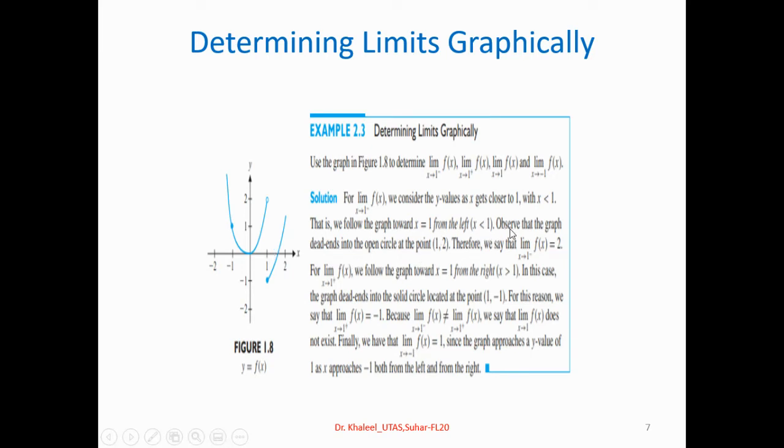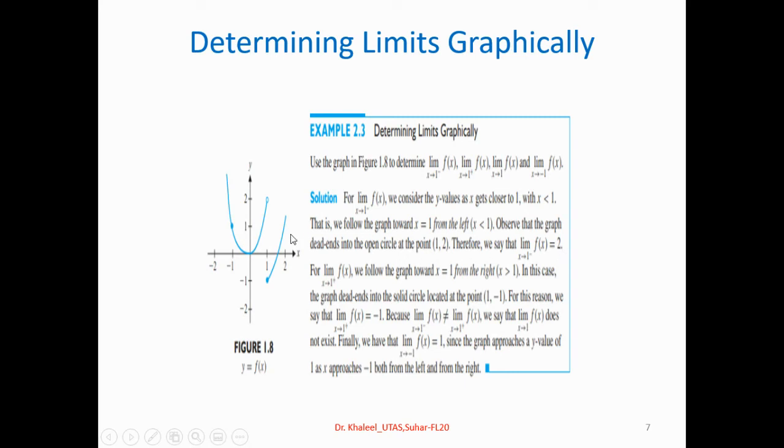Observe the graph where it ends, into the open circle. I'm approaching from here. To find the limit value, I have to move along the graph from the left side, and where it ends here, what is the coordinate of this point? It ends at (1, 2), that is x is equal to 1 and y is 2. Therefore I say that the limit of f(x) as x tends to 1 minus is equal to 2.